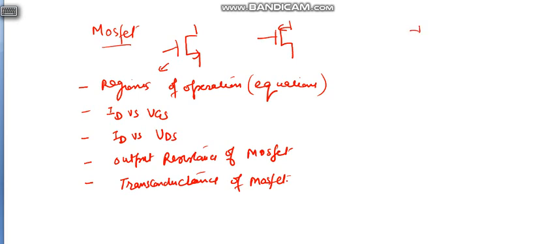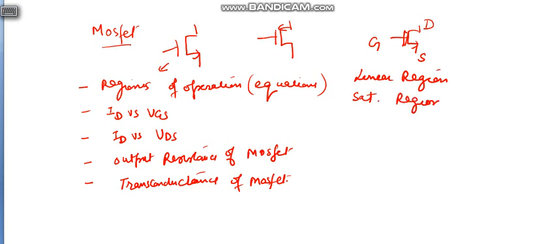Let's consider NMOS. This is gate, this is source, and this is drain node. Okay, so this device works in three different regions of operation. First one is linear region, second one is saturation region, third one is subthreshold region.